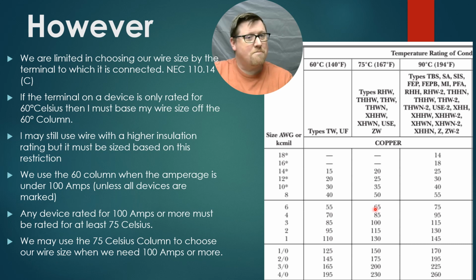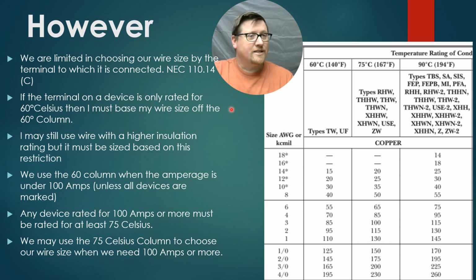But if I use a better insulation on that number 6 wire, then if I have to derate it by 5 or 6 amps, now it's good for 69 amps or 68 amps, and it would still be over the 55 amps, so we would still be okay.